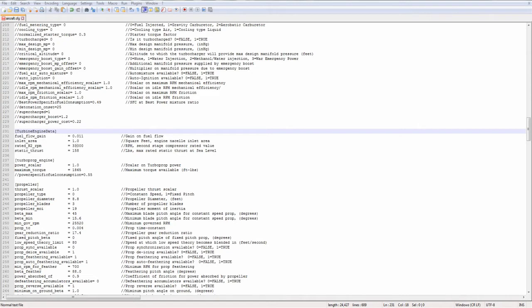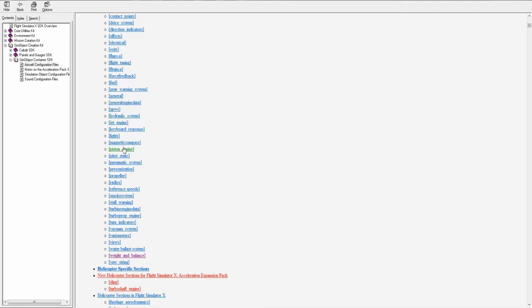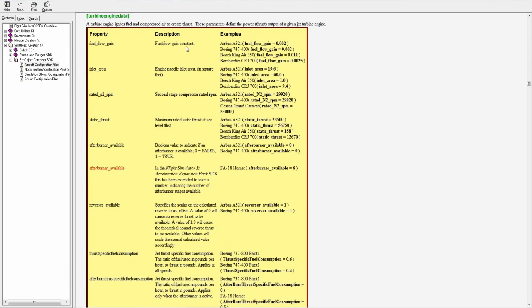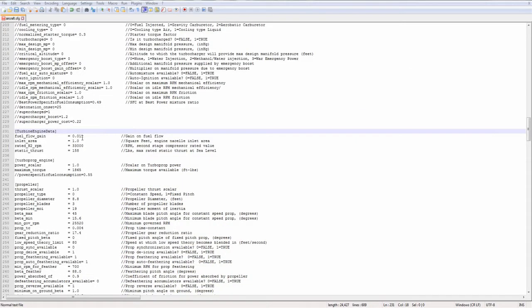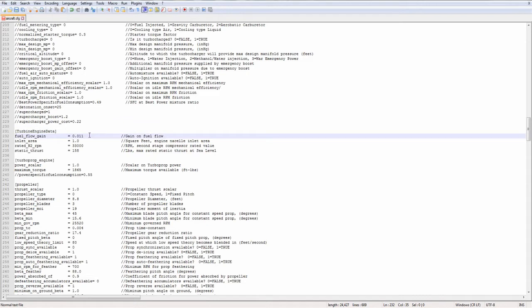The first one is fuel flow gain. Which one is this actually? I often forget this one. This is a fuel flow gain constant, apparently. I don't know if it's a scalar so much, but you can use it to define fuel flow, I guess. I'm not really sure about that one.